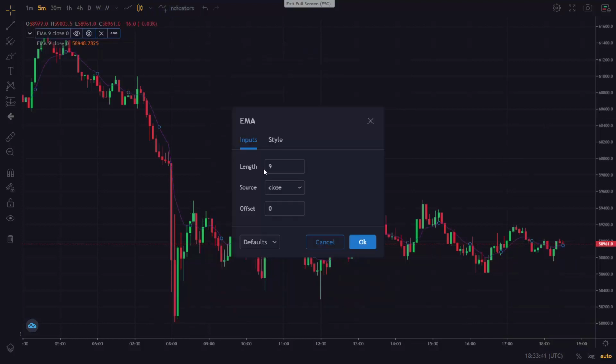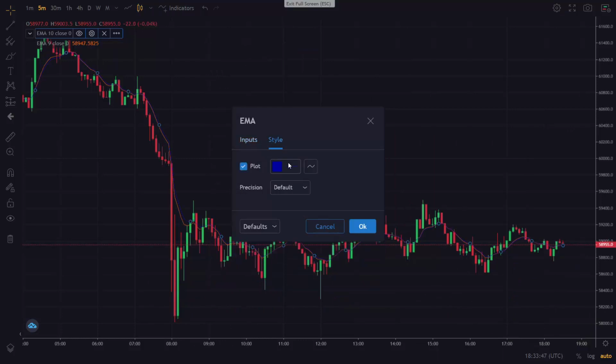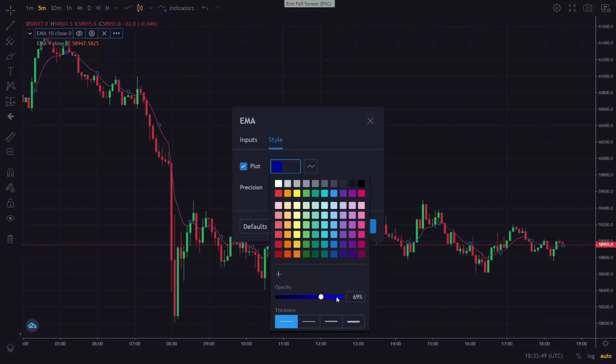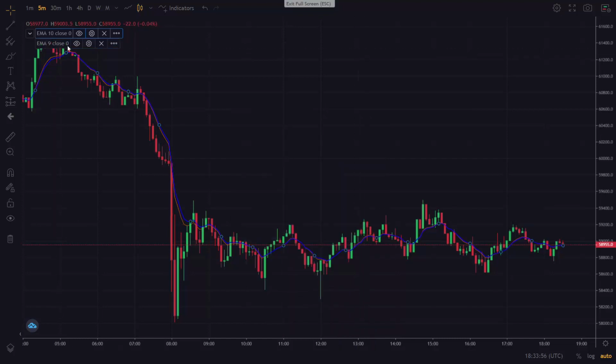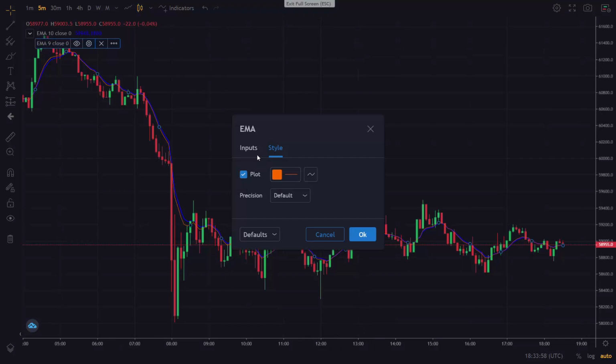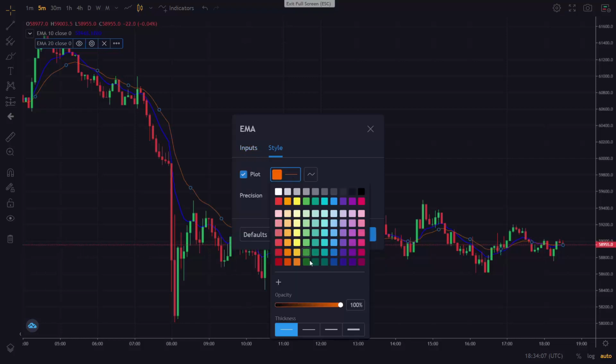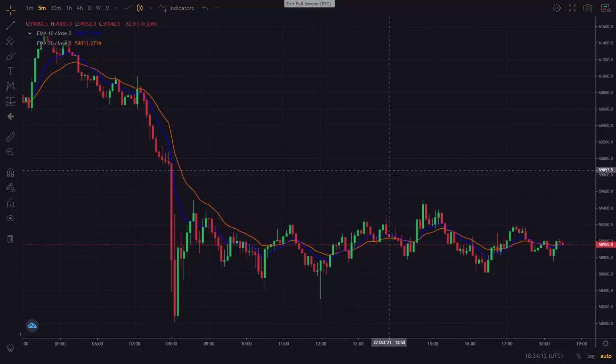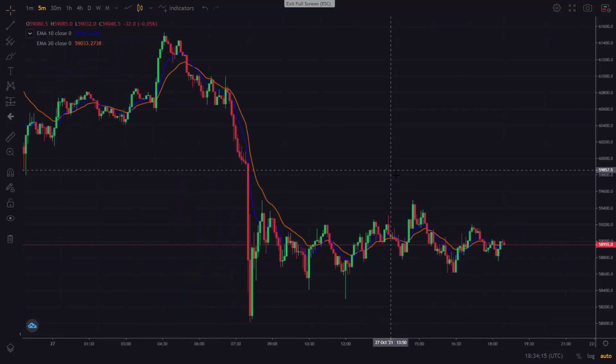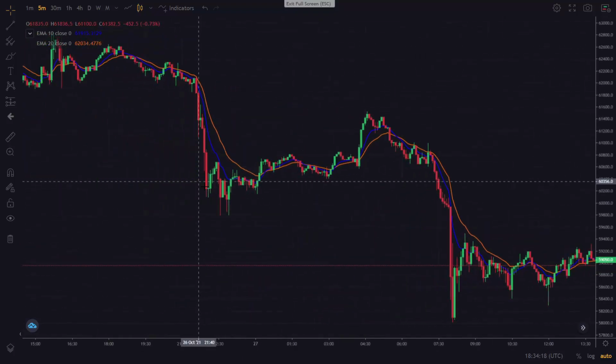So as I said, the first one will be a 10-period exponential moving average. So we set the length to 10 and we'll make this blue and just bolden it a bit more. And there we have the blue line as a 10-period exponential moving average. And the second one will be a 20-period exponential moving average. So we change the length to 20 and we will make this orange and bolden it a bit more. So there we have our two exponential moving averages on the chart.